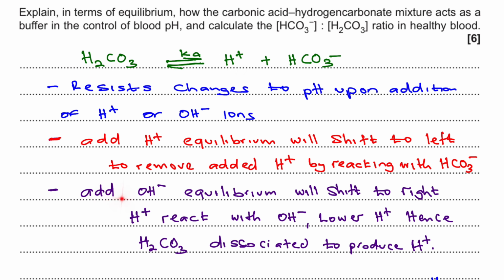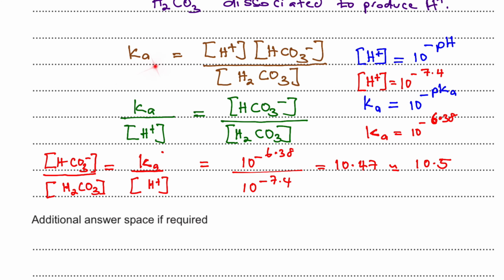And if we add OH- ion, the base, the equilibrium will shift to the right, because OH- ion will react with H+, forming water, and then there's less H+, which means this acid will dissociate to produce more H+.